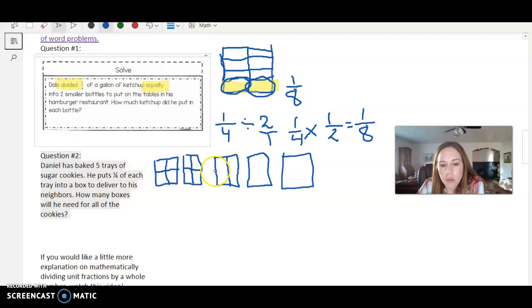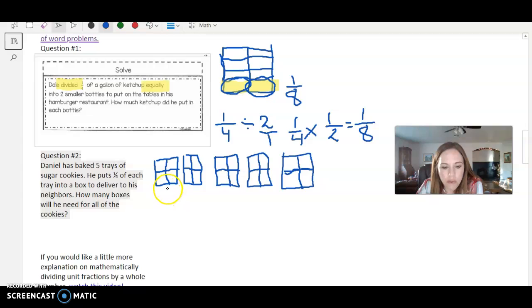And we can assume that Daniel is such a generous guy. He is giving away all these cookies. He's not keeping any for himself. And so we need to see how many boxes he needs because each one of these fourths is going to be put into a box.